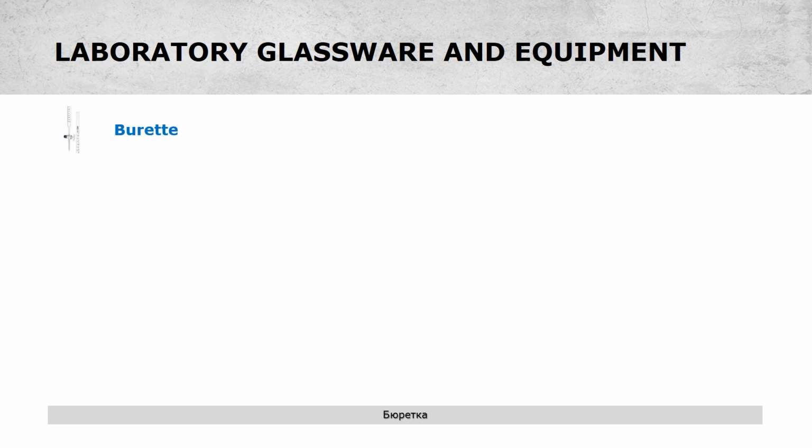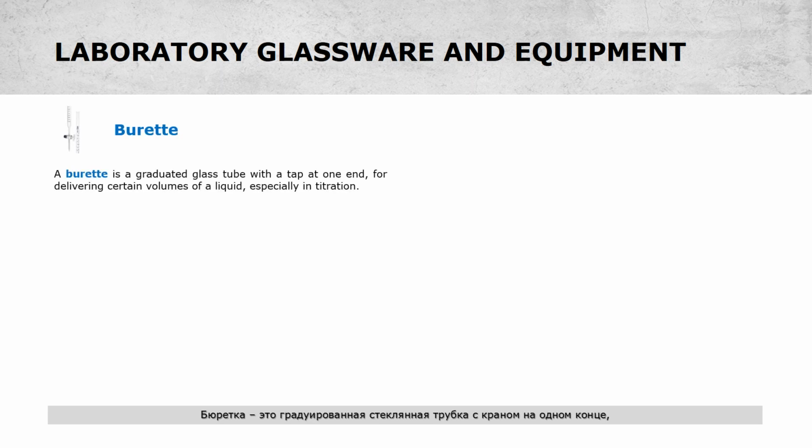Burette. A burette is a graduated glass tube with a tap at one end, for delivering certain volumes of a liquid, especially in titration.